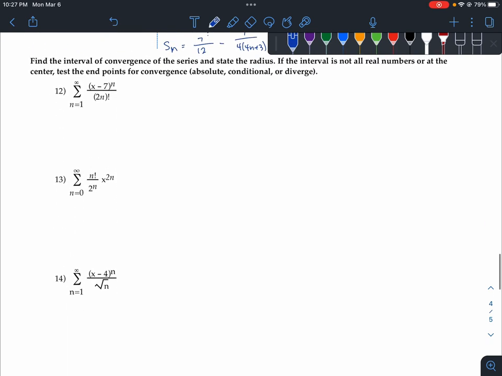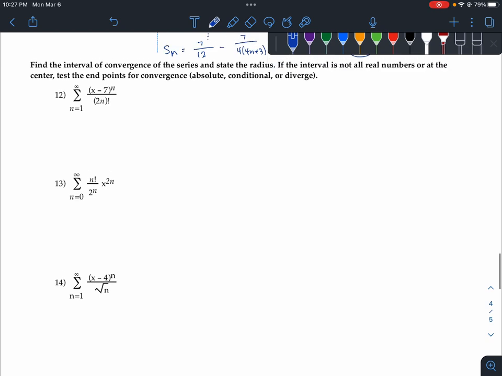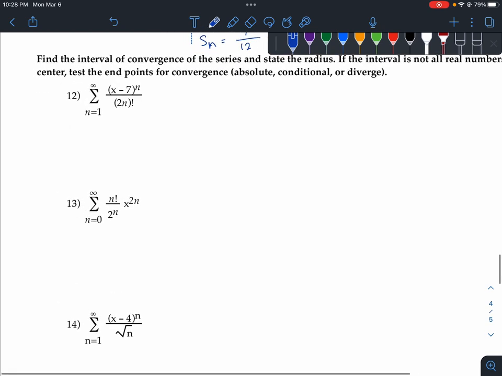Alright, let's finish this up right here. So find the interval of convergence of the series and state the radius. If the interval is not all real numbers or the center, test the endpoints for convergence, absolute, conditional, or if they diverge. Alright, so to find the interval, you use the ratio test.